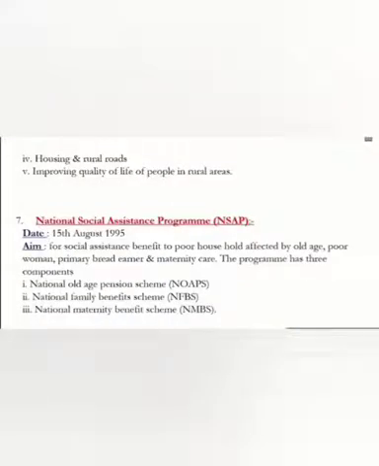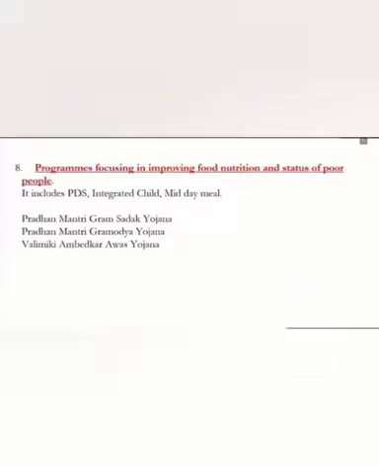Another program, the National Social Assistance Program NSAP, launched on 15th August 1995 for social assistance benefits to poor households, covering old age, poor women, primary breadwinner, and maternity care. The eighth program focuses on improving food nutrition and status of poor people. It includes three programs: PDS, Integrated Child Development Program, and Midday Meal Program.